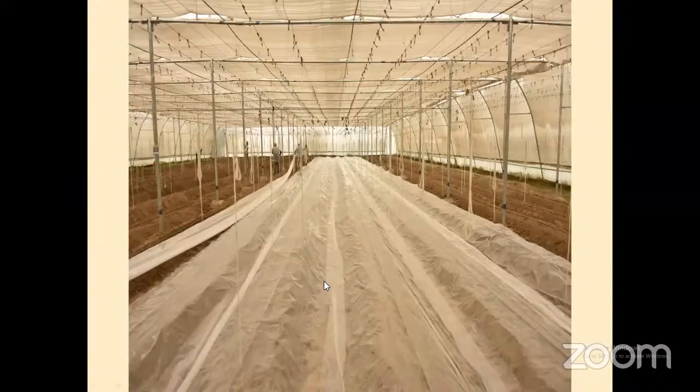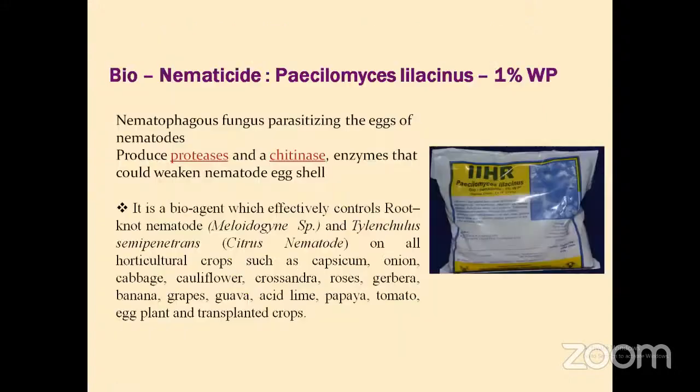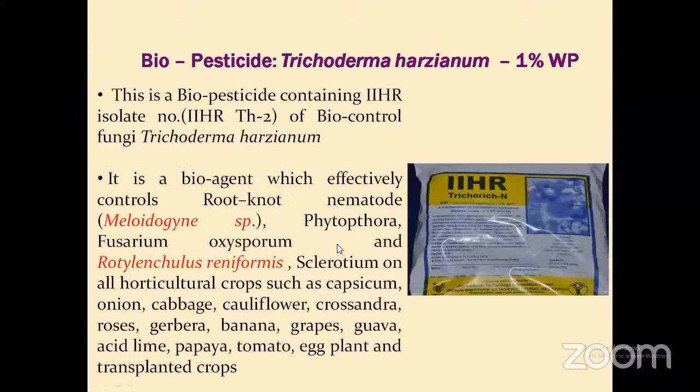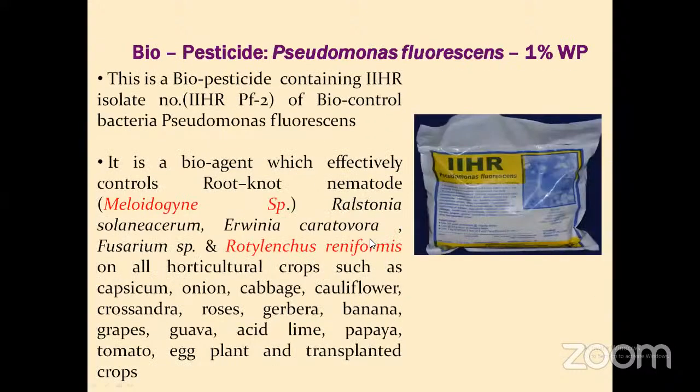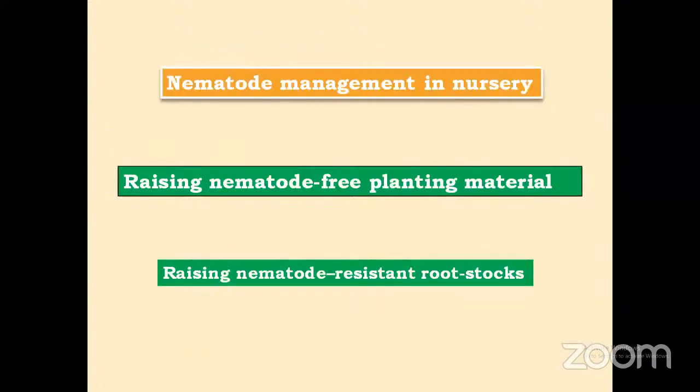So this is how mulching and application of farmyard manure with bioagents work. These are available in the markets. Just for information, Pasteuria liliaceus, which is very effective against nematodes, has been highly recommended by the Government of India on all crops. Also Trichoderma harzianum, Pseudomonas, and application of bionematicides.